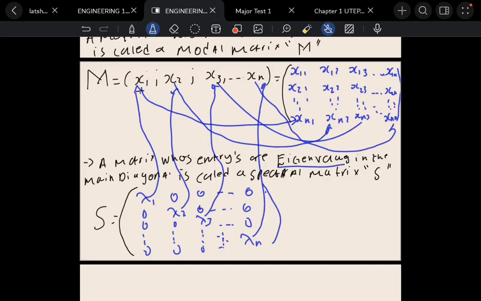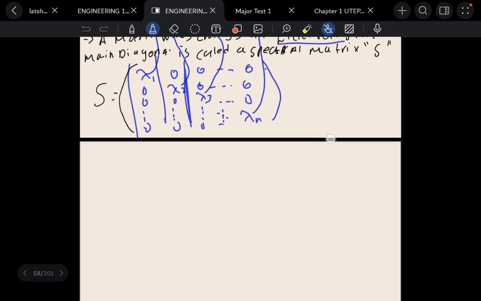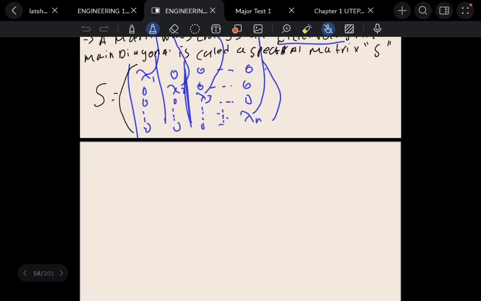If your first column is for eigenvector 1 in a modal matrix, then in the spectral matrix the eigenvalue must correspond to that eigenvector in the modal matrix. They must be in pairs. So if you have x1 here, you need to have lambda 1 there. If you have x2 in the second column here, you need to have its eigenvalue lambda 2 in the second column there.